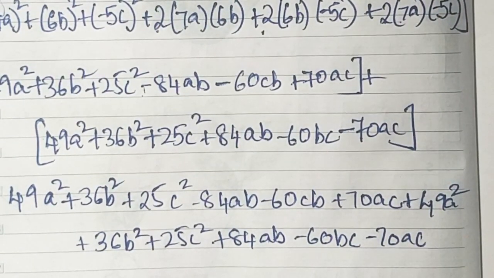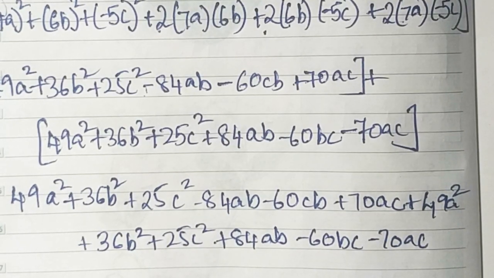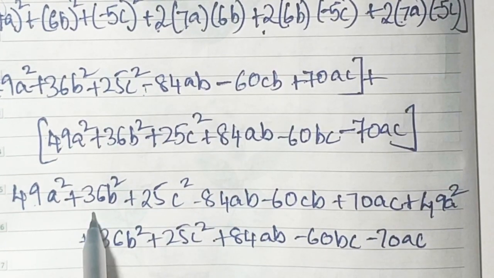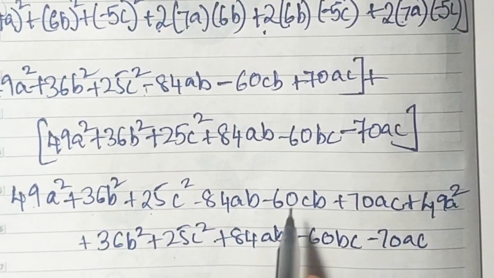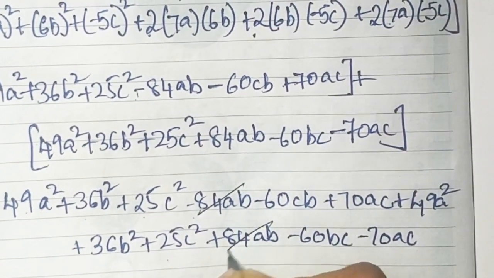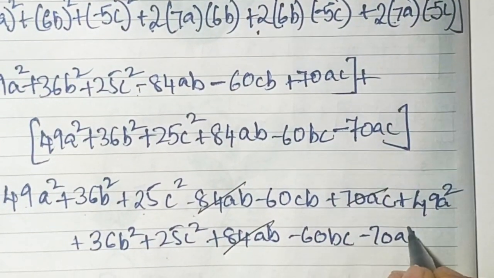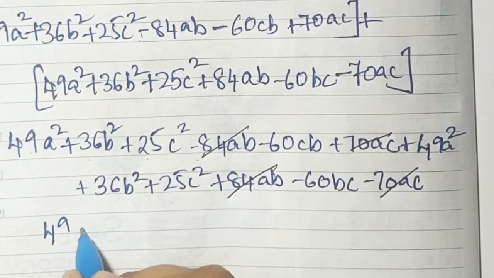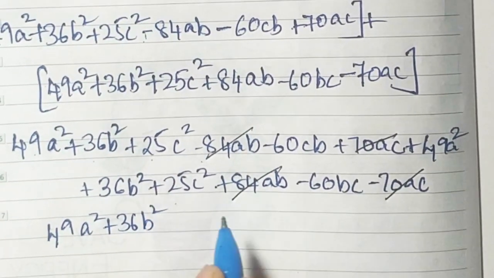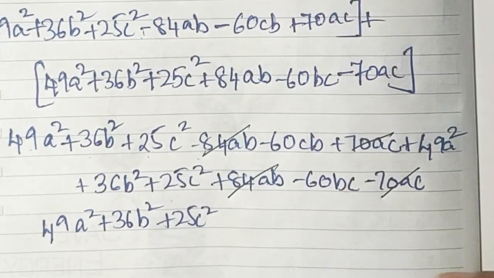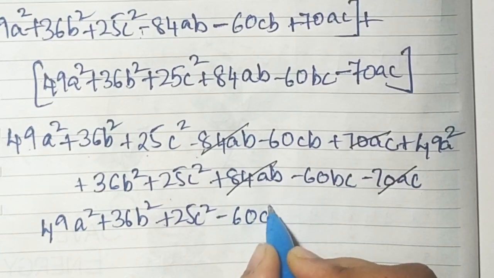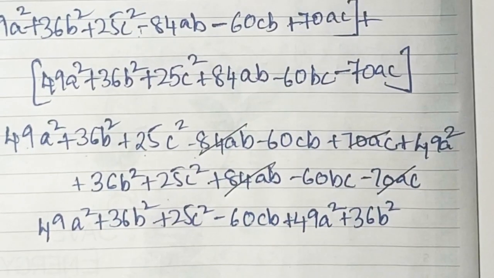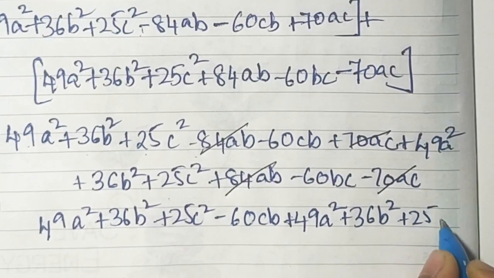Alright, so now let's cancel whatever can be cancelled. Plus here, minus there, anything like that. See here, 49 is here, this is plus, cannot be cancelled. Plus 36 cannot be cancelled. Plus cannot be cancelled. So minus 84ab and plus 84ab can be cancelled. Plus 70 and minus 70 can be cancelled. Okay. After cancellation, what remains? 49a square plus 36b square plus 25c square. Okay. So now minus 60cb plus 49a square plus 36b square plus 25c square.